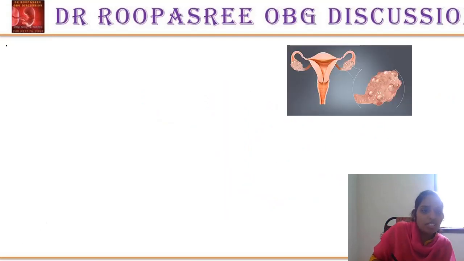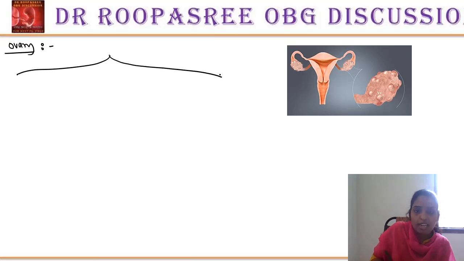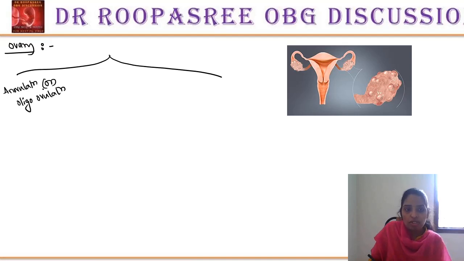First we'll see the ovary, and how the ovary is involved in infertility. As always, I split and explain. I divide and explain. Same formula. That is, the ovary may result in anovulation or oligo-ovulation. Why is this anovulation or oligo-ovulation coming?